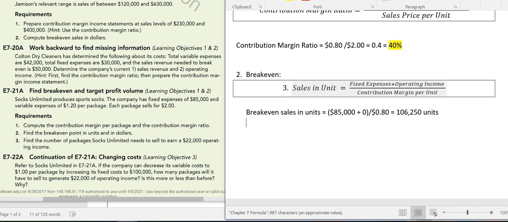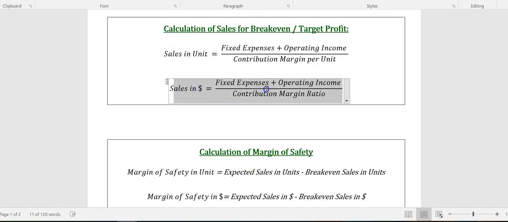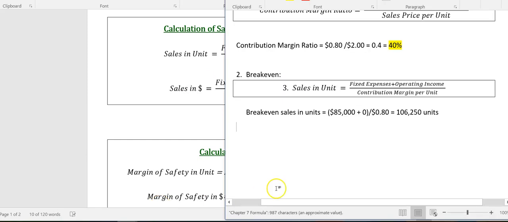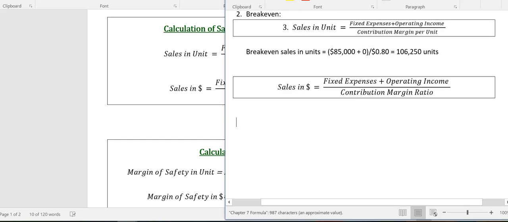Now we're gonna do the same break even things, but now our last part of requirement 2 says to calculate break even in dollars. Remember, it's the same formula, but instead of using contribution margin per unit, we gonna use contribution margin ratio. You can take a quick look. This is our break even sales in terms of dollar value. So I can copy the formula for you. That's the formula. And now we will plug in the numbers.